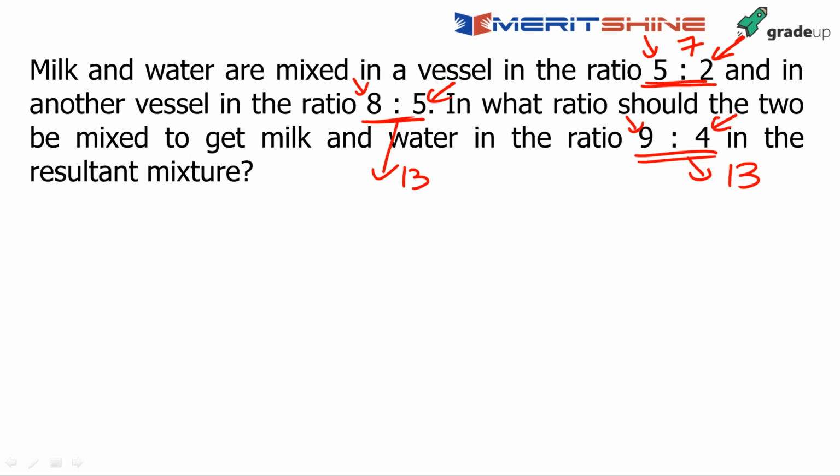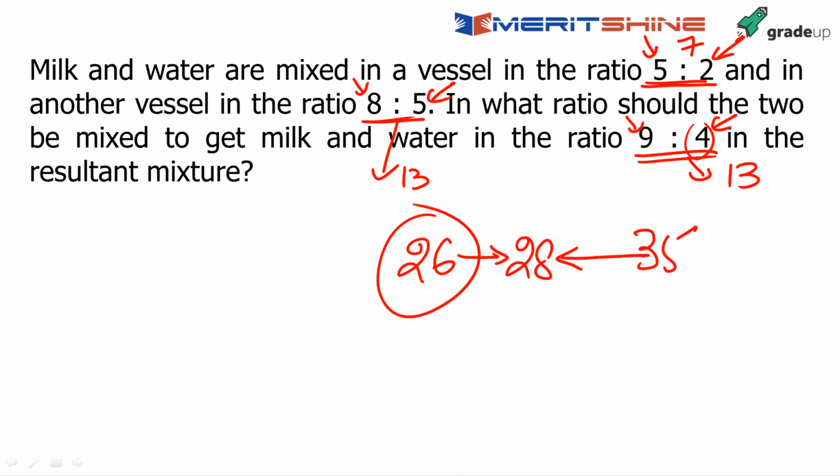Fine. 2 multiplied by 13, how much is this number? 26. Fine. Come to the second one. 5 multiplied with 7, yes, it gives you 35. That's your second number. Fine. And then what is this third number? 4. 4 multiplied with 7 gives you 28. So this 28 you get by mixing 26 and 35.